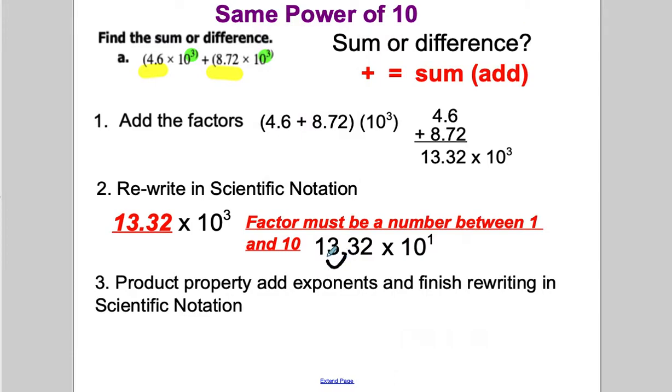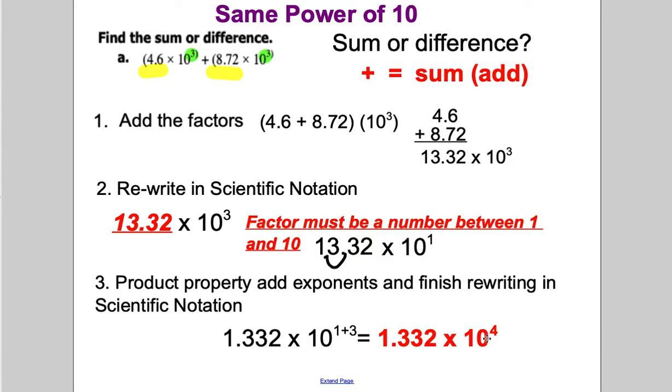The decimal point would end up here, which would give me 1.32 times 10 to the power of 1. And then I also have that power of 3. When I add those together, I get 4. So the total answer here is 1.332 times 10 to the 1 plus 3, or 10 to the 4th power. Notice I changed it to this 13.32 to scientific notation, and then I added my powers of 10 together to find my answer. Okay?